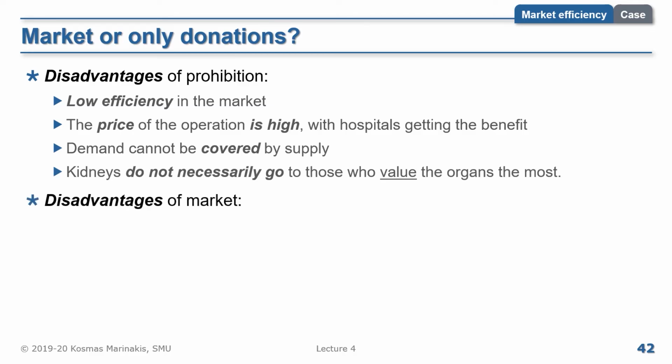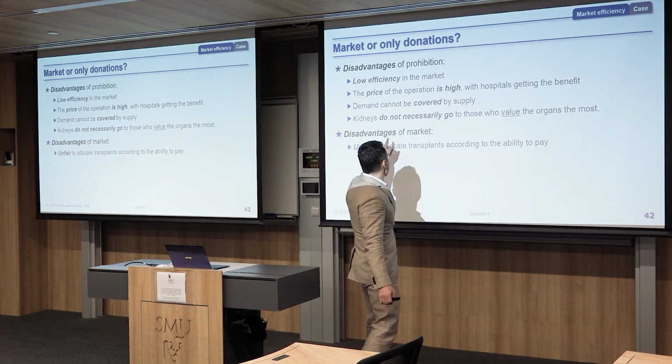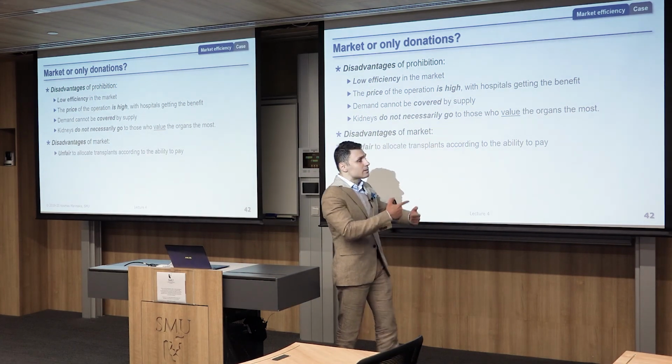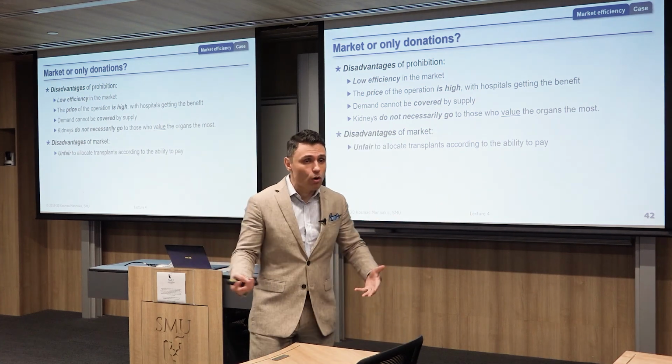So the disadvantages of having a market now. First of all, it's unfair to allocate transplants according to the ability to pay. This is actually that one from the other side, from how you see it from the reverse angle. And that's also very important. So unfair to allocate transplants according to the ability to pay.